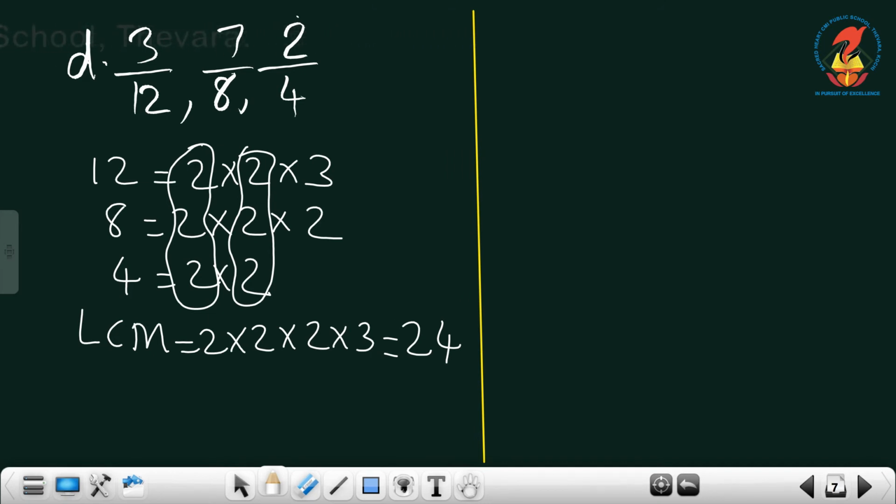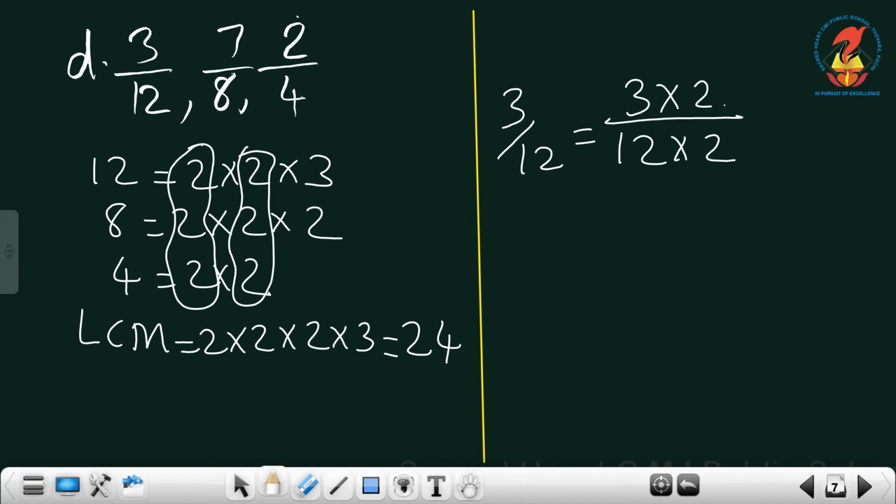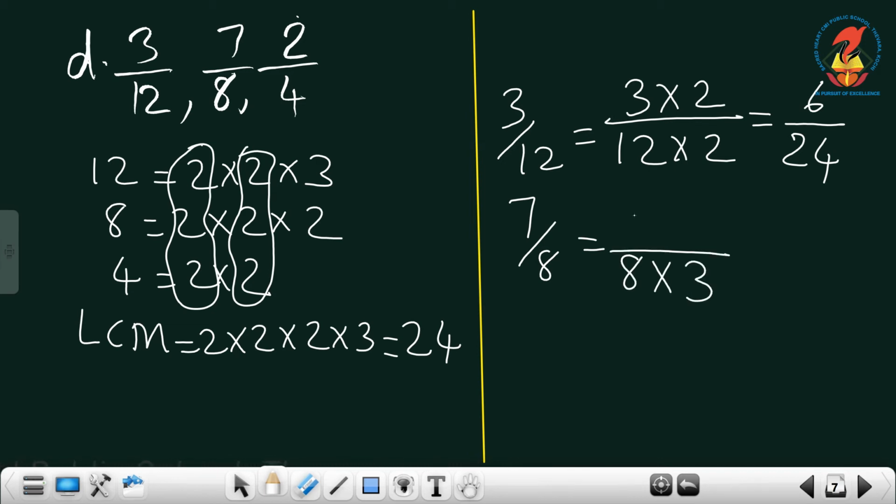After that we need to change what? We need to change all the denominators into 24. Okay, how can we change it like that? First I need to take 3 by 12. 12 into which number equals 24? 12 into 2 equals 24. So, we need to multiply 3 also by 2. That answer is 6 by 24. And the next one is 7 by 8. And 8 into which number equals 24? 8 3s are 24, 7 3s are 21. That is 21 by 24. Okay. And the next one is 2 by 4.